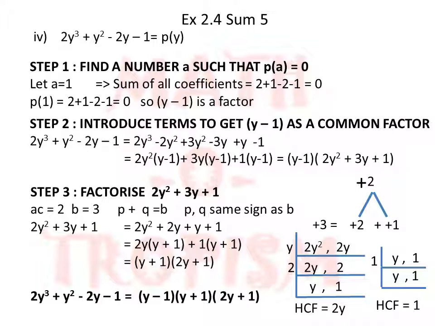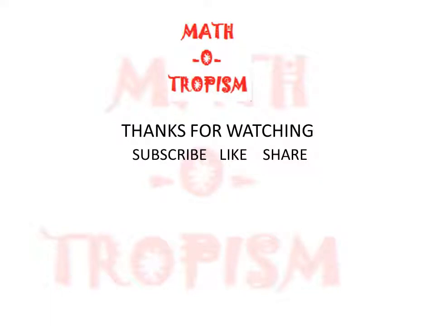Hope you understand. In all these sums, first we need to find a value such that the P of A, or the remainder, is 0 by the factor theorem. Then we need to introduce terms to get that factor, and then finally factorize the quadratic polynomial which we get as the other factor.